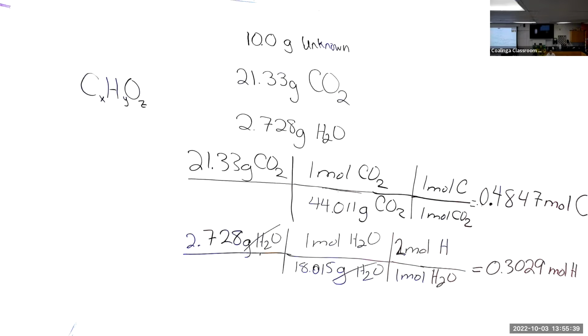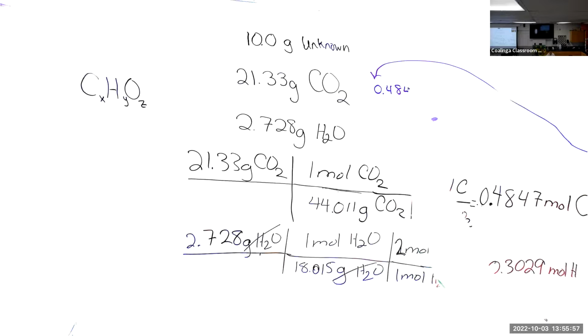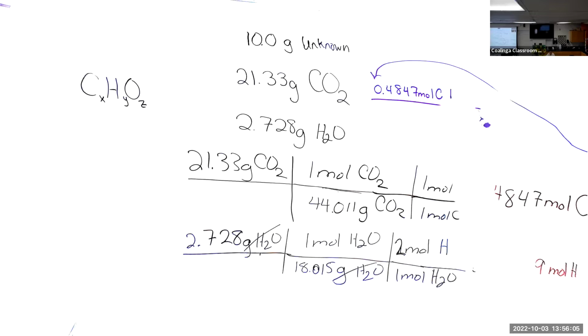So we need to figure out the grams of carbon. So we're going to use this to figure out the grams of carbon. I'm going to move back up here. So how would I figure out the grams of carbon using 4.847 moles? You multiply it by 1 mole of carbon down and then 12.011 grams.